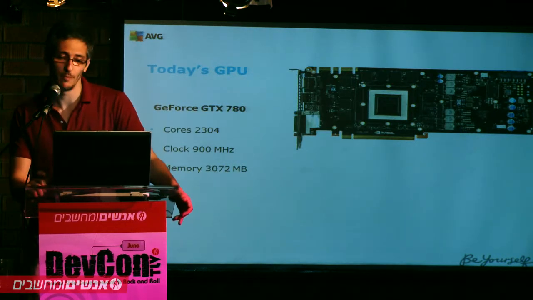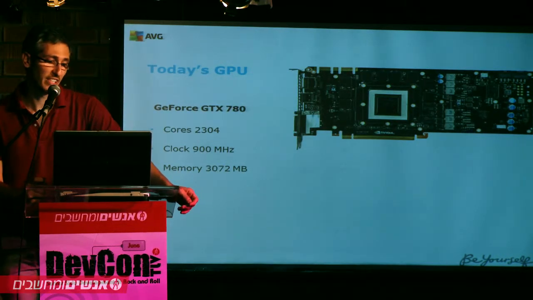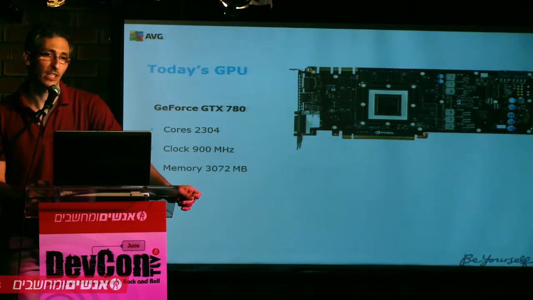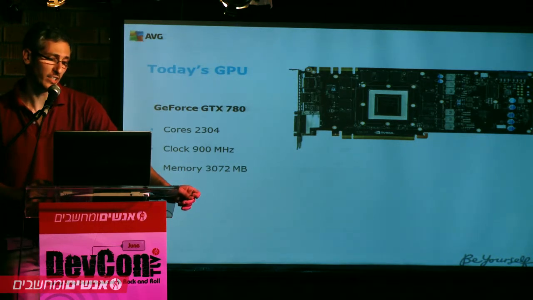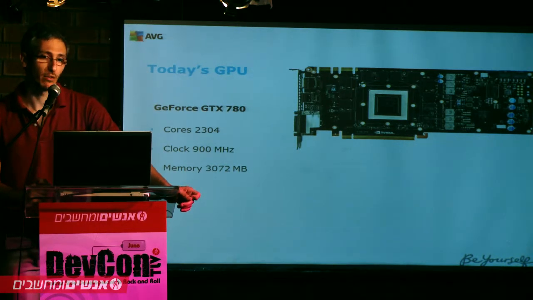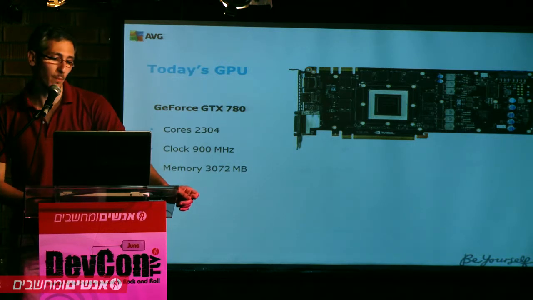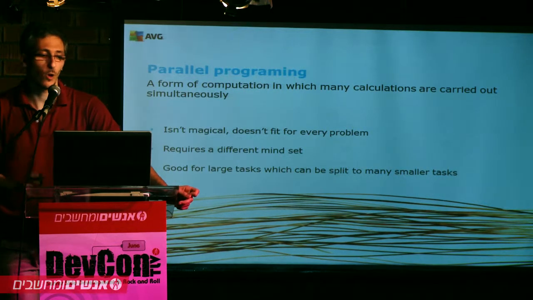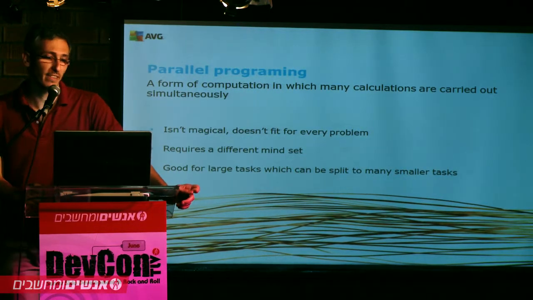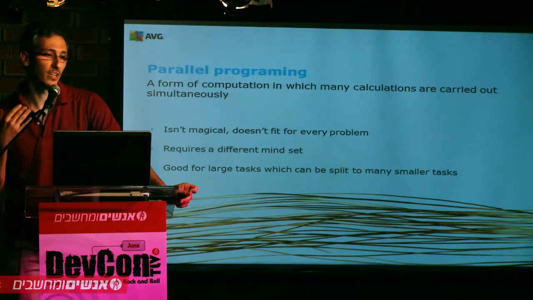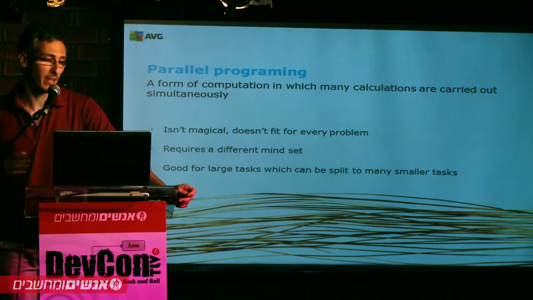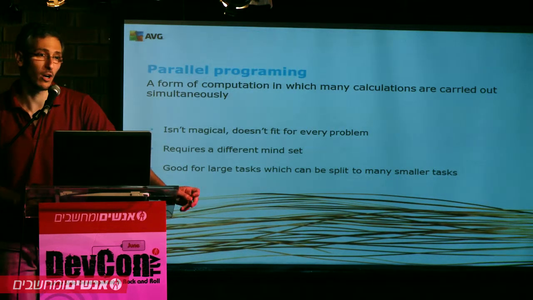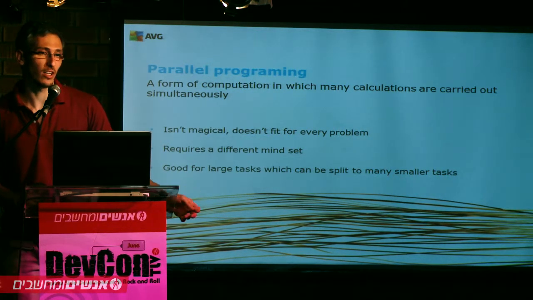So this is the most modern GPU I could find on NVIDIA's page. It has 2300 cores. It runs at a clock rate of 900 Hertz, and it has about 3 GB of memory. So I think this is pretty impressive. Okay, so in order to take advantage of the massive computational power the GPU has to offer due to its massive amount of cores, one has to think about a new programming paradigm, which is called parallel programming.